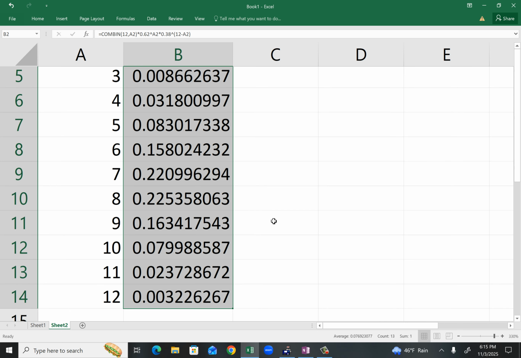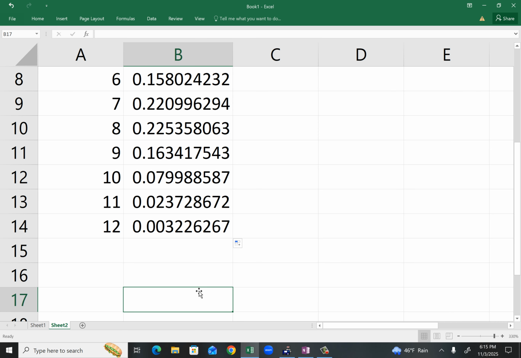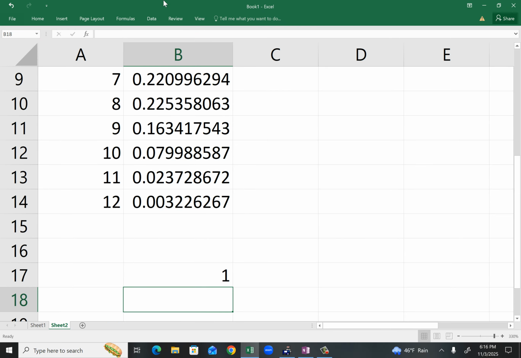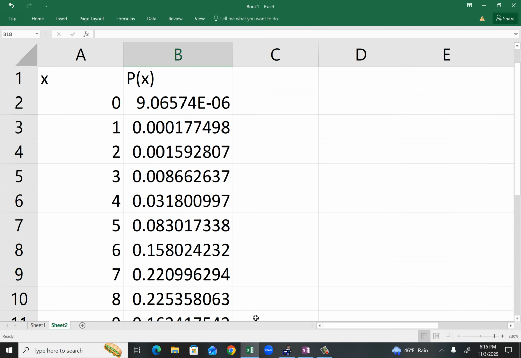Look at that. Friends, check this out. Equals sum. Let's add those up just for fun. 1. Obviously.